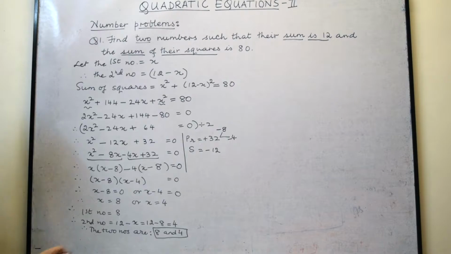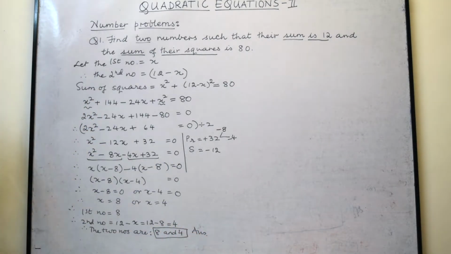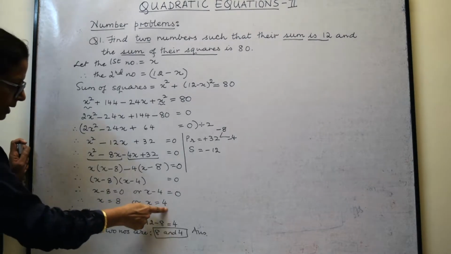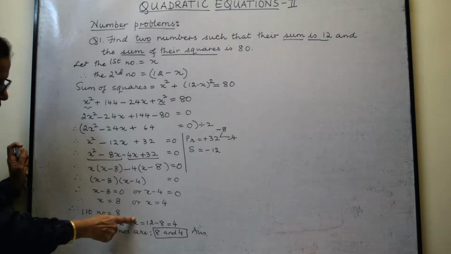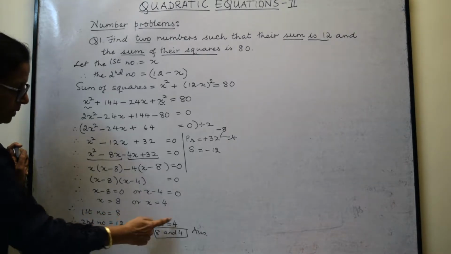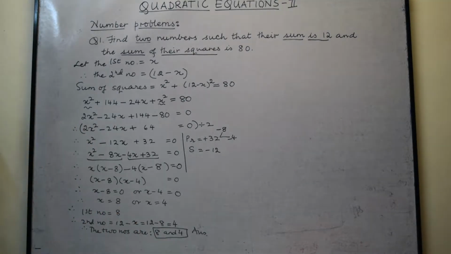Now as you can see, that is your answer. We could have taken the first number to be 4. If you write the first number as 4, the second number would have been 12 minus x, that means 12 minus 4, which is 8. So invariably we are getting the same numbers, 8 and 4, and that is our answer.